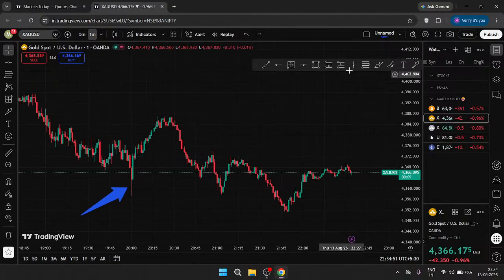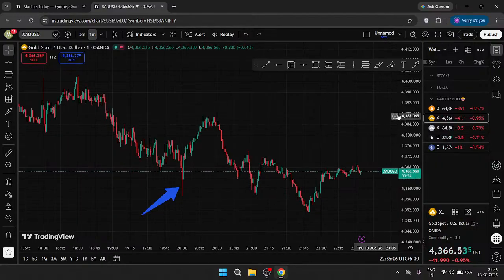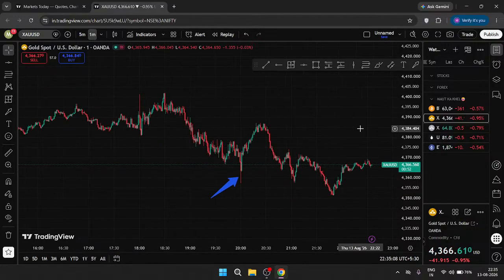Number seven, BOS versus CHoCH. Think of it this way. BOS usually supports continuation. Example, bullish trend, bullish BOS, continuation. CHoCH often suggests a possible change in direction. Example, bearish trend, bullish CHoCH, possible reversal. These terms are useful, but don't treat them as magical signals.